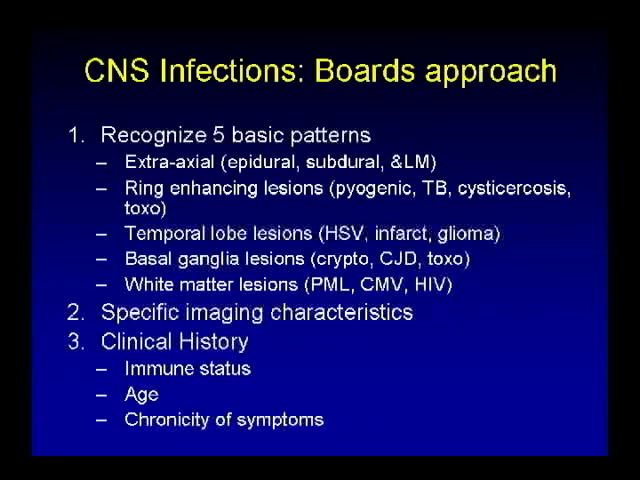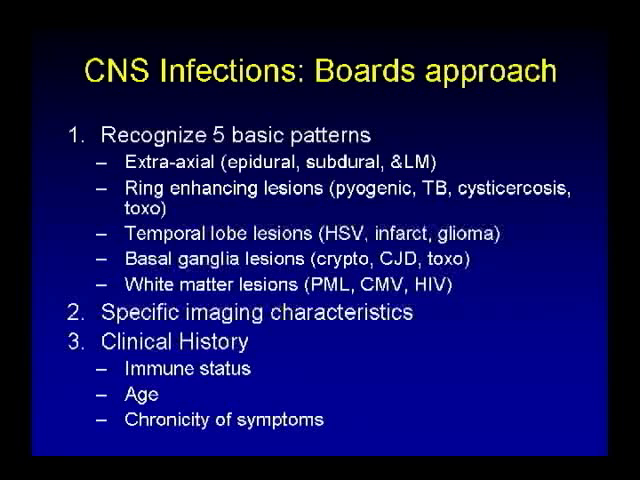So in summary, we've talked about a really practical approach, so 5 basic patterns. When you see extra-axial pattern, epidural or subdural, look at your paranasal sinuses for a source. For ring-enhancing lesions, remember the light bulb bright reduced diffusion for pyogenic abscess, the dark T2 for TB, the scolex for neurocysticercosis, and look for calcification on the CT.